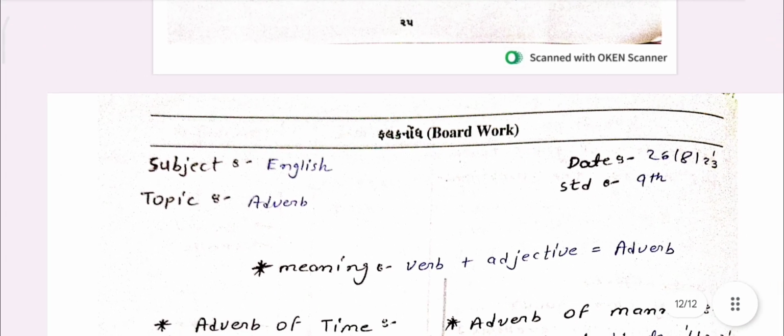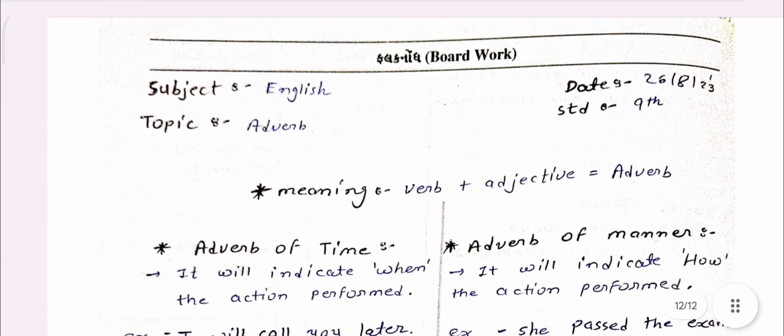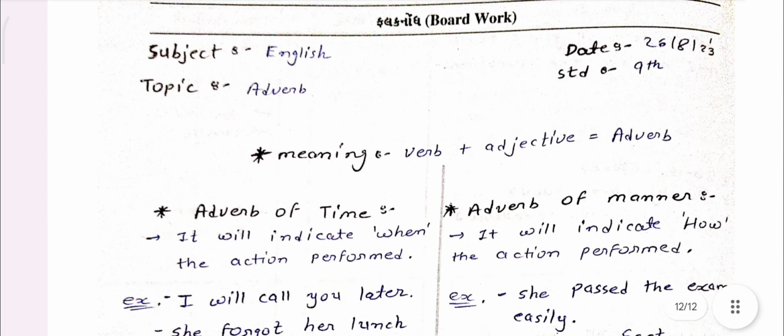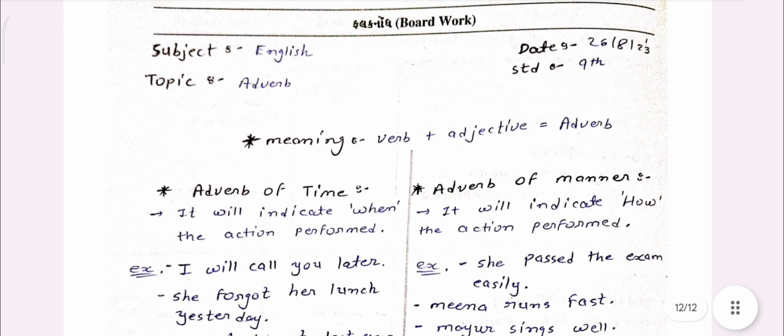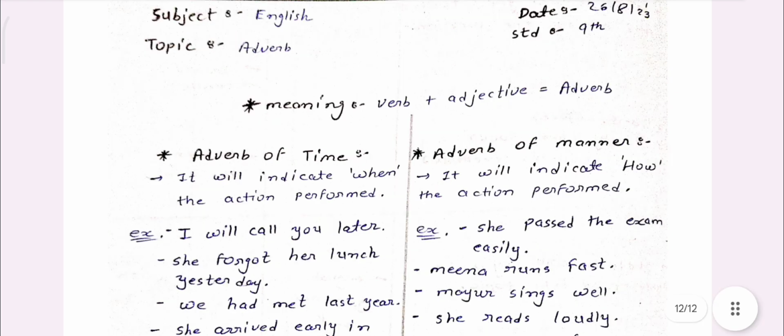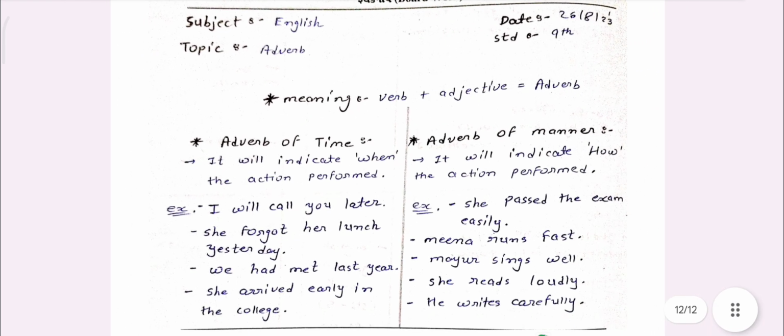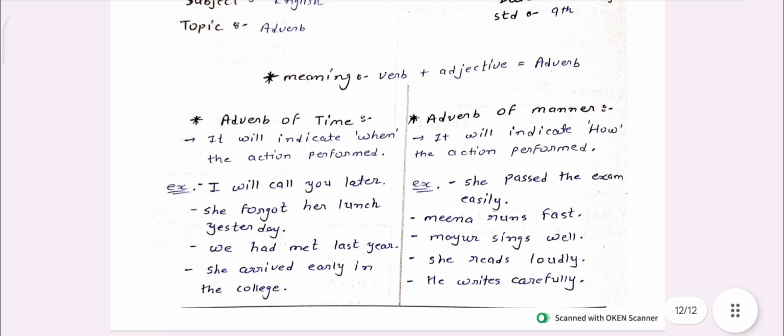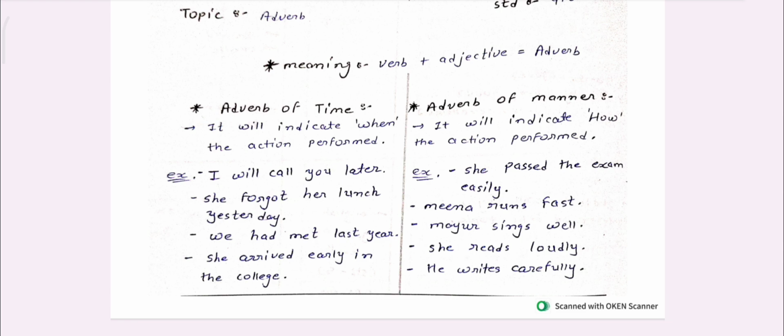And board work of the third bridge lesson plan. Here I have written the meaning of adverb and I have discussed two types of adverb, adverb of time and manner. I have written the meaning of both the types and I have given examples of this.